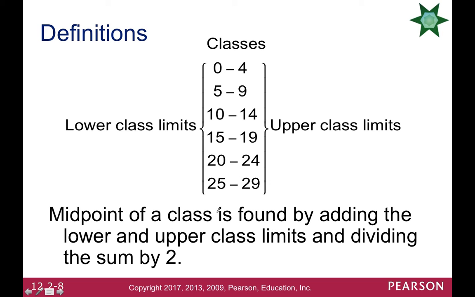So the midpoints of each class is found by adding the lower and the upper class limits and dividing the sum by 2. So this is the lower class limit, and then this is the upper class. So if we take and find the midpoint of the ones I just circled, you're going to take lower, which is 10, plus the upper, which is 14, and you're going to divide that by 2. So I get 24 divided by 2 is 12. So 12 is the midpoint of that particular class limit. Okay, so that's how you do that.